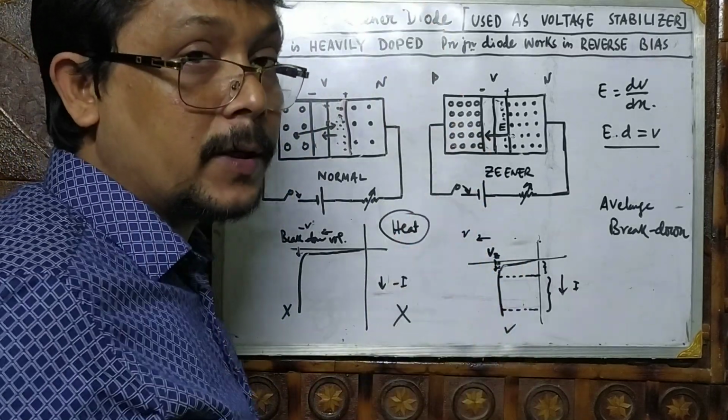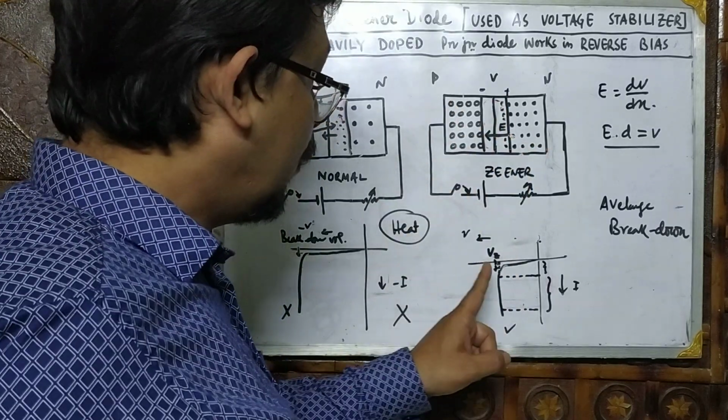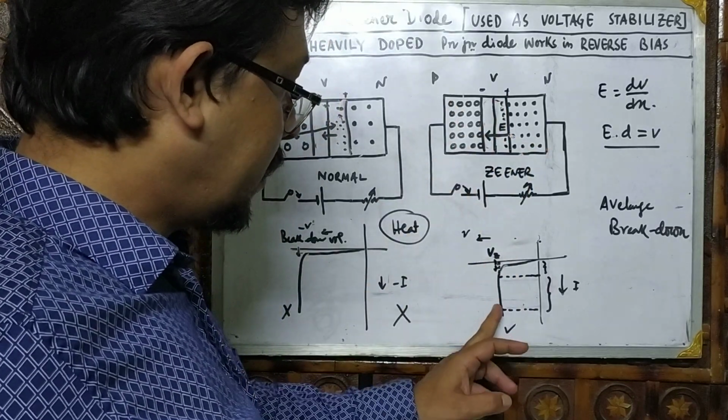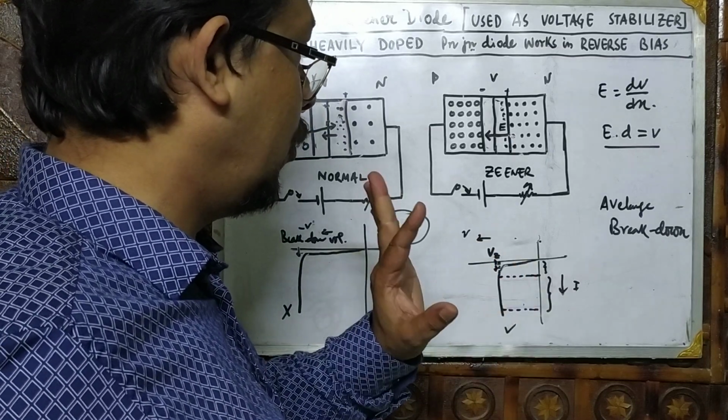So can you use it as a voltage stabilizer? Yes. So this is the purpose. The Zener diode is used as a voltage stabilizer. So however much current we get, the voltage remains constant. So this is the use of the voltage stabilizer.